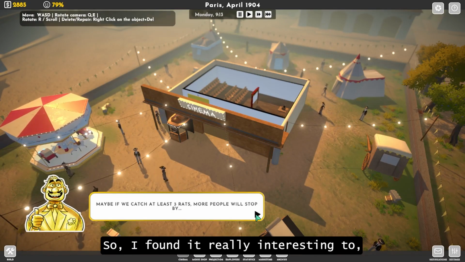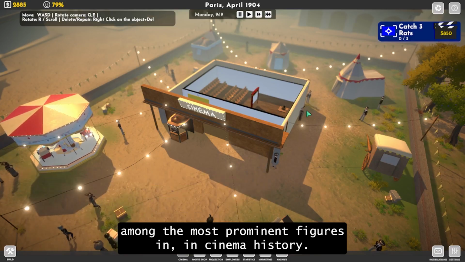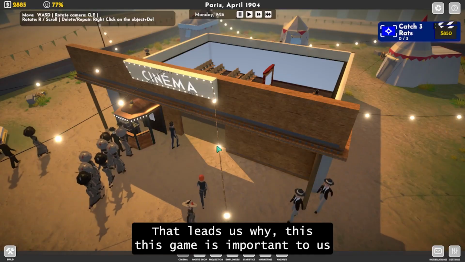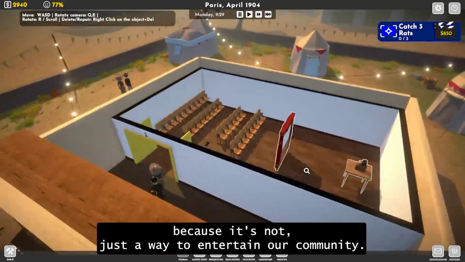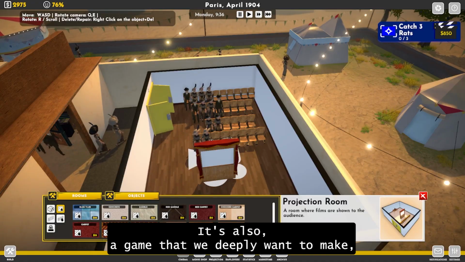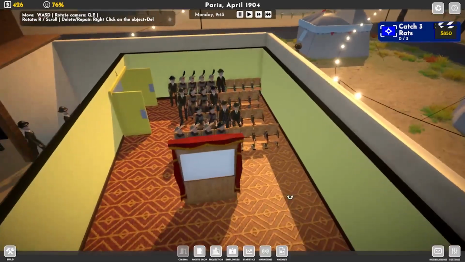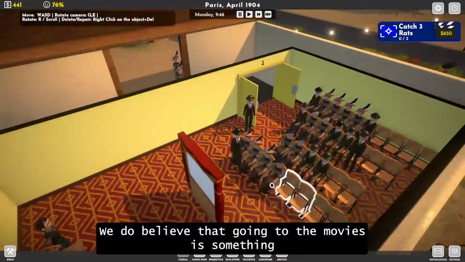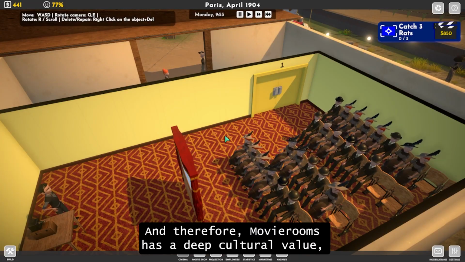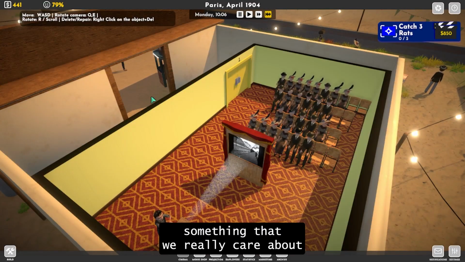So I found it really interesting to imagine this kind of what-if conversation among the most prominent figures in cinema history. That leads us to why this game is important to us, because it's not just a way to entertain our community. It's also a game that we deeply want to make to share something about our deep love for cinema. We do believe that going to the movies is something unique, something that has its own magic, and therefore Movierooms has a deep cultural value. It's something that we really care about.